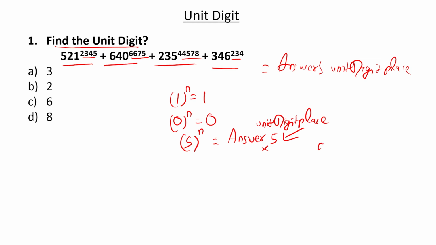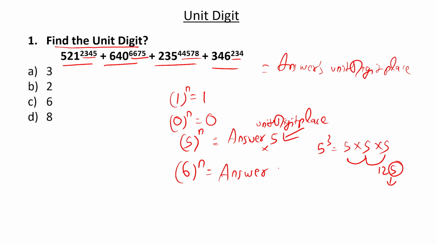For example, 5 cube, right? 5 into 5 into 5. 5 fives are 25. 25 fives are 125. See, you'll get the unit place as 5 only. You understand, right? Let's go to 6 power n. The answer's unit digit will always be 6, just like the above. Answer unit digit place will always be 6.